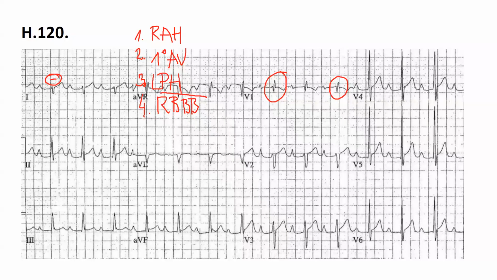And then I can see V4, V5, V6 have a very tall R wave, so I thought it was a left ventricular hypertrophy too. Now if you combine this, these three make the trifascicular block. That's it.